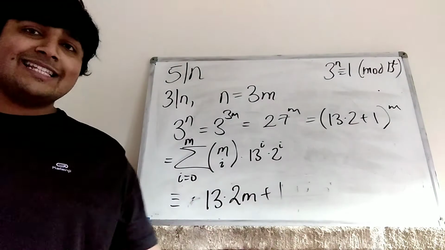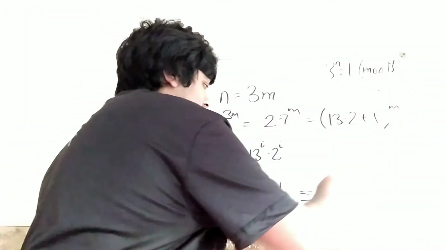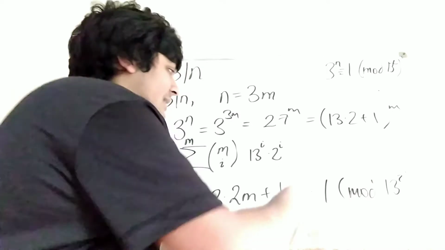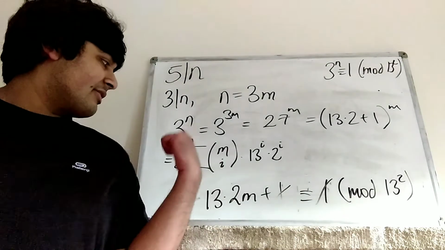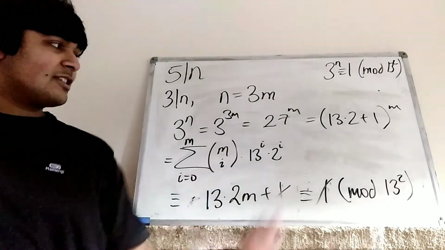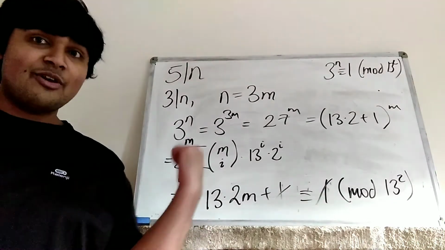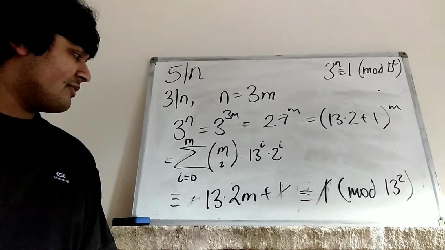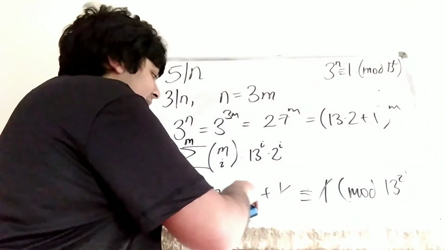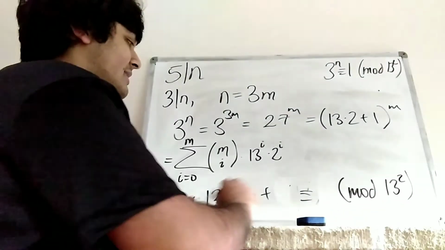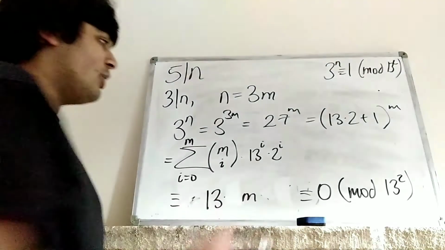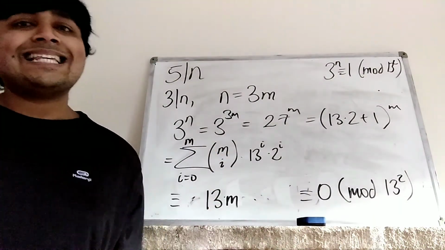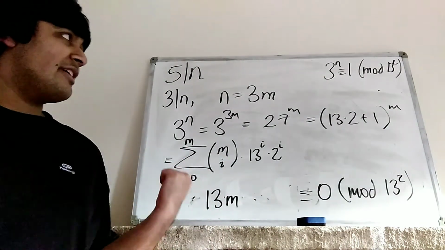And we want this to be congruent to 1 mod 169, or mod 13 squared. So cancelling the 1s from both sides, we have 13 times 2 times m is congruent to 0 mod 13 squared. Now 2 and 13 squared are coprime, so I can divide by 2 on both sides. So I get that 13m is congruent to 0 mod 13 squared. The smallest m which satisfies this is clearly m equals 13.